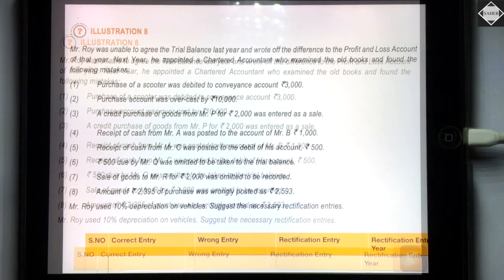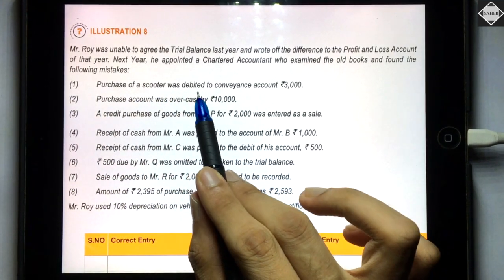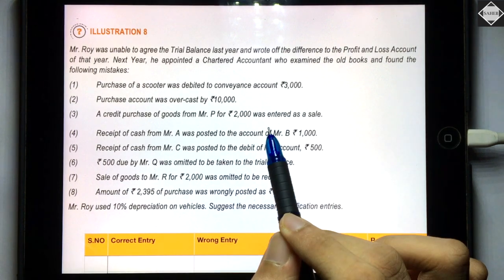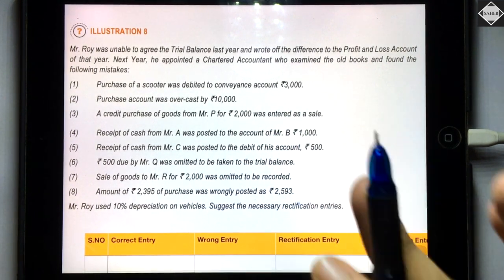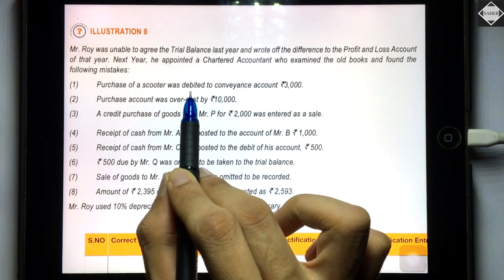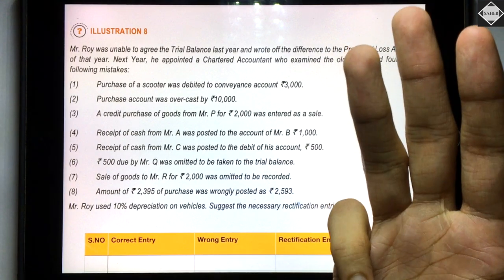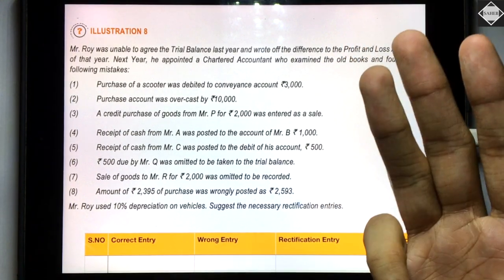Okay, let's start. Now see the first error over here. Purchase of a scooter was debited to conveyance account 3000. How are we going to rectify this error? Very simple. We just have to look for the keyword. The keyword is debited. So it's falling into that category. Which category? Posted, debited, credited. You all know. Mistake is there only in a specific account.